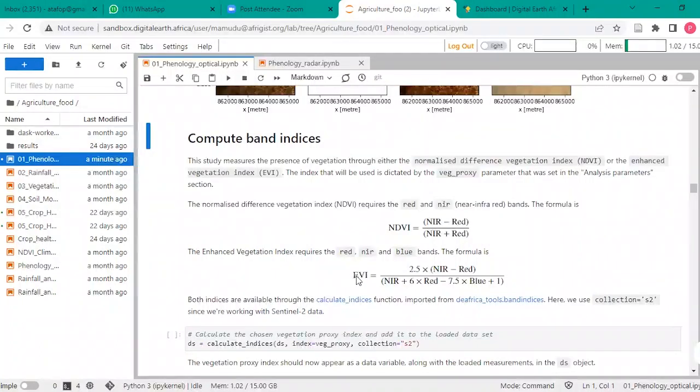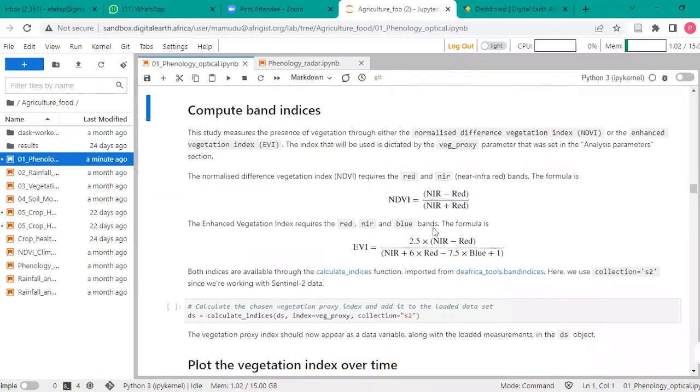Enhanced Vegetation Index, which is given by this formula: 2.5 times near infrared minus red, divided by near infrared plus 6 times red minus 7.5 times blue plus 1. So you could make use of this for the Enhanced Vegetation Index. However, we're going to be making use of the NDVI, which is the Normalized Difference Vegetation Index, which is given by the near infrared minus red divided by the near infrared plus red.